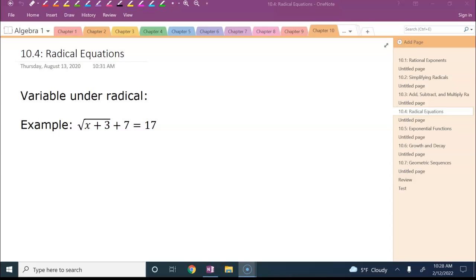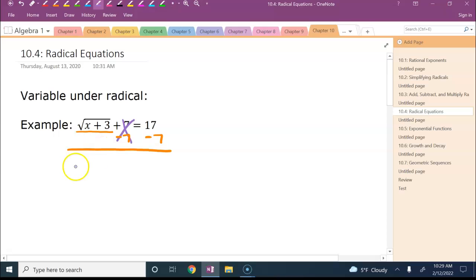When you're doing problems like this, you're going to want your radical piece to be isolated. So for this first example, it says the square root of x plus 3, and then we have plus 7 equals 17. I need to get the x plus 3 underneath the square root by itself. So I need to move this plus 7 over to the other side first. To do that, I'm going to subtract 7. So just use your algebra skills to get those terms over on the same side.